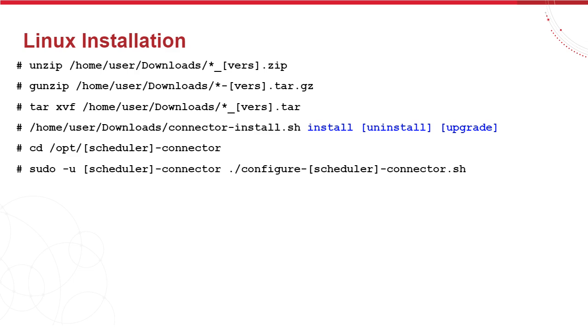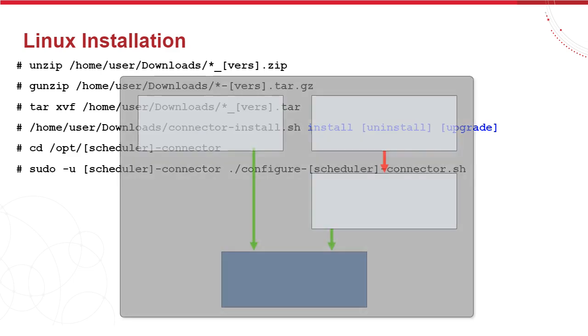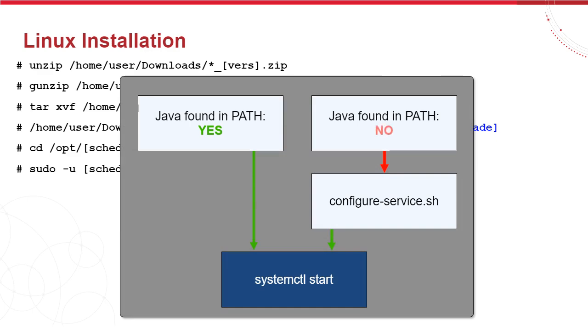The script contains the same prompts we saw earlier. If Java is accurately set in the user path, then the script simply completes and you can skip the next step. If not, you are prompted for the full path of the Java command. Only then can the script execute and complete. At the end, you are instructed to execute the service configuration script. This is the next step, which you should only execute if you were prompted for Java.